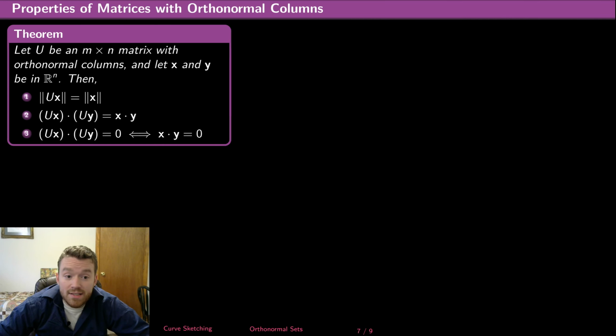So this shows us that Ux is perpendicular to Uy if and only if x is perpendicular to y. So this is very useful again. If I have transformations, it sends perpendicular vectors to perpendicular vectors. And finally, Ux dot Uy is equal to 0 if and only if x dot y is equal to 0. So these are all very useful properties if I know that U is the transformation, some matrix transformation from Rn to Rm.